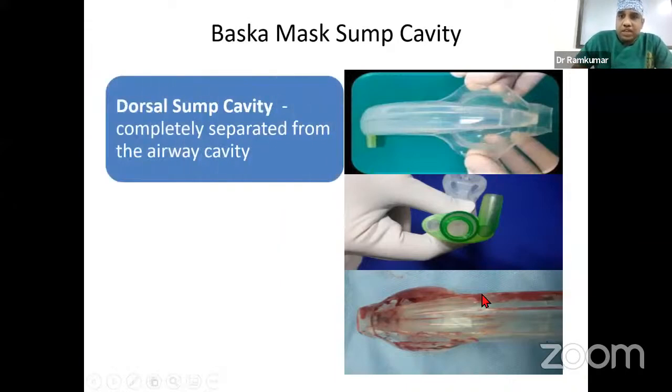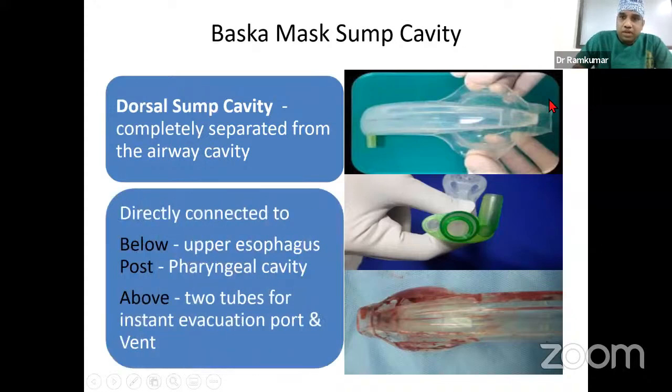As I said, this is distally connected to the mask, which has a projection that enters into the upper esophagus, so it snugly fits into it. So the chance of aspiration is reduced. All the gastric contents which are regurgitating should come into the sump, which can be drained on either side of the ventilating lumen. There's a drain tube which can be aspirated.